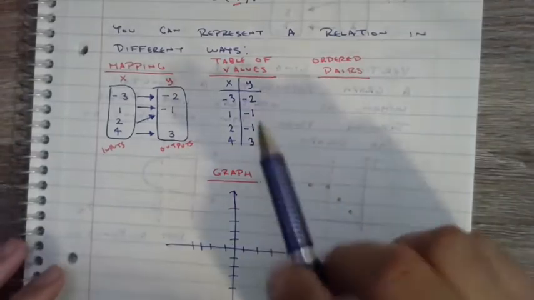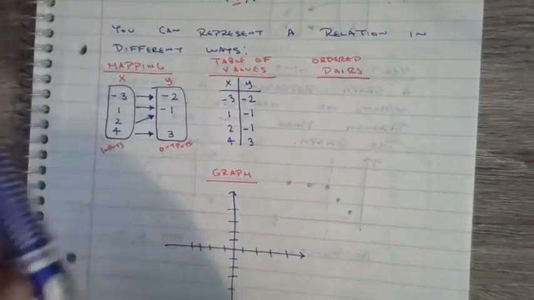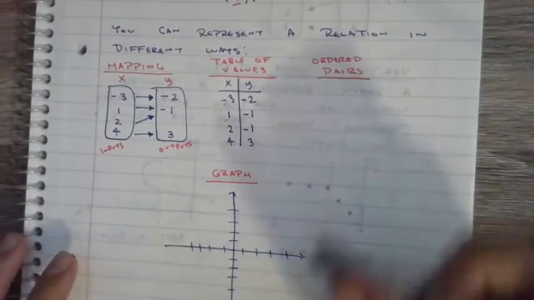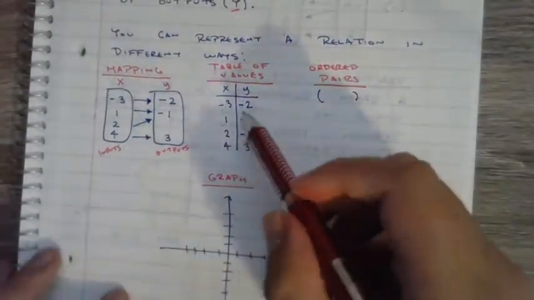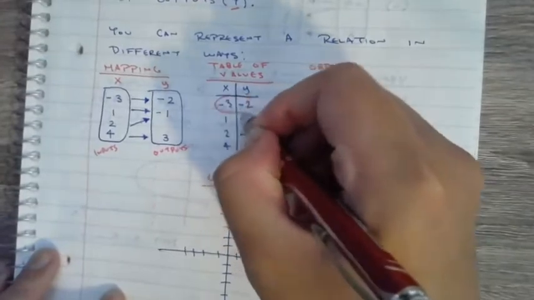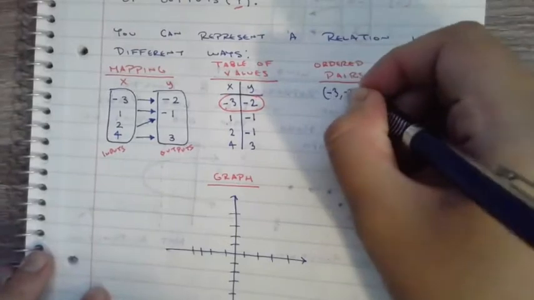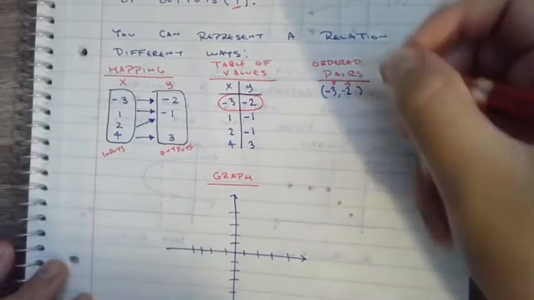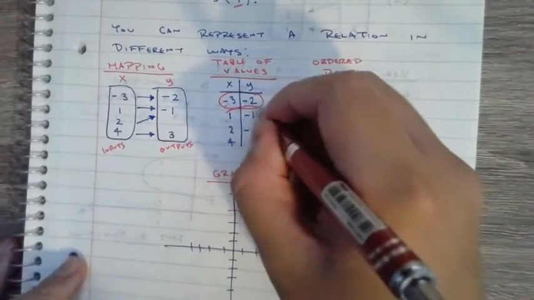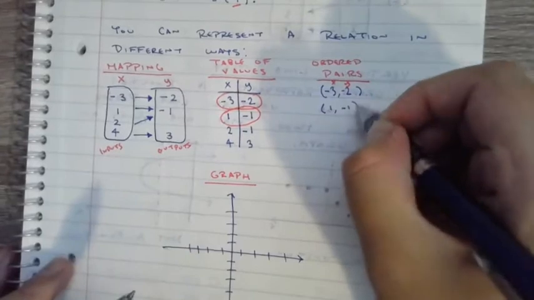Now, what about ordered pairs? Remember, you can represent it different ways. You might see your relations represented as a mapping, as a table of values, and as ordered pairs. So if we want ordered pairs, let's connect them. Whenever you see a table of values, you guys, circle your x and your y. That's your first pair. We're going to put -3, -2. Again, just to notate this for ourselves, this is our x and this is our y. Very simple. The next one, 1 and -1, is another pair we have right here. So as an ordered pair, we write 1, -1.